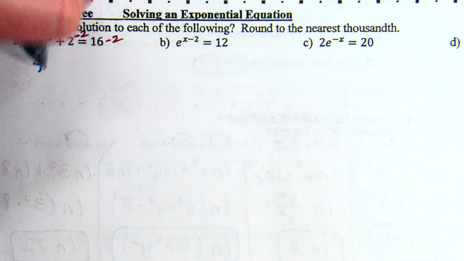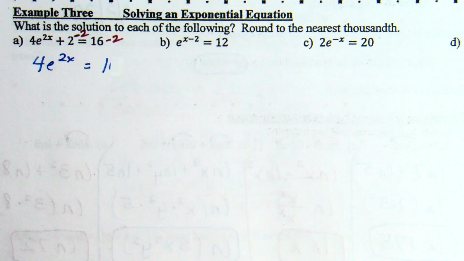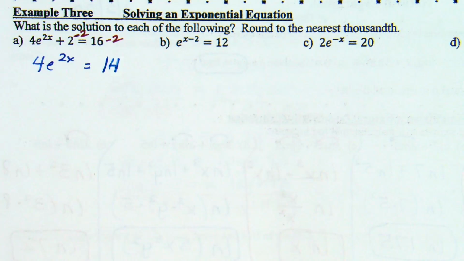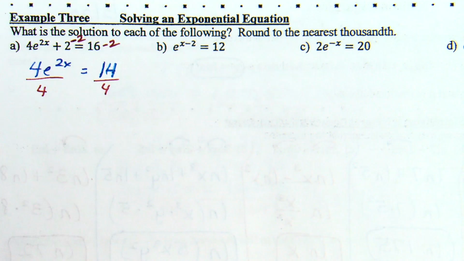So 4e to the 2x equals 14. Is my e to the 2x isolated? Is it by itself? No. What else do I need to move? The 4. How do I move the 4? Since it's 4 times that e, we're going to divide by 4.